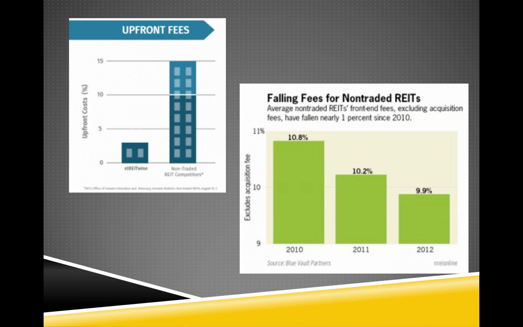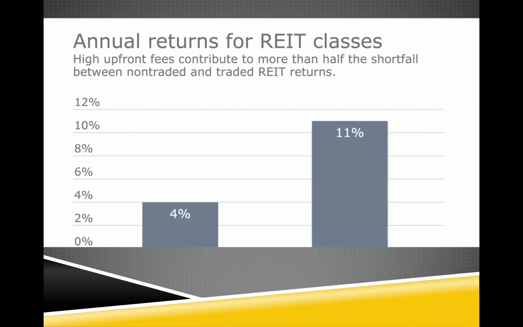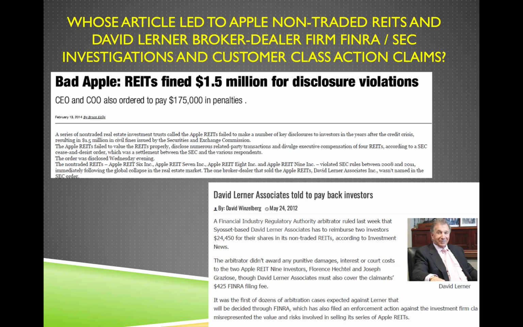But another reason is basically these tend to be smaller REITs, and they don't achieve as much economies of scale in terms of their management expenses and the like. And some of them are just quite frankly poorly managed. So if we look at these high upfront fees that contribute more than half the shortfall between non-traded REITs and traded REITs, this is over a certain period of time: 4% for non-traded REITs, 11% for publicly traded REITs in terms of the rate of return.